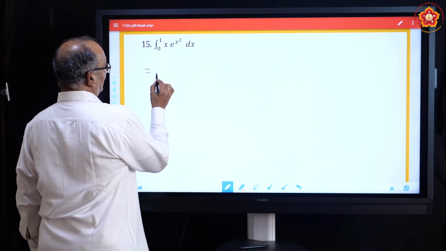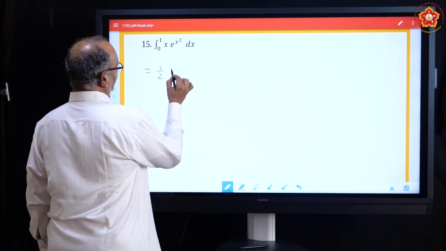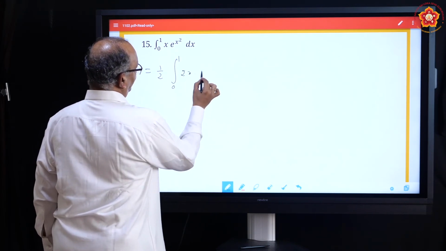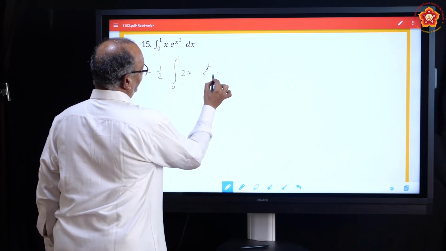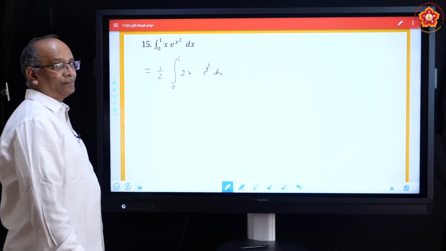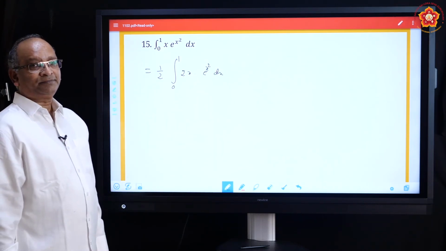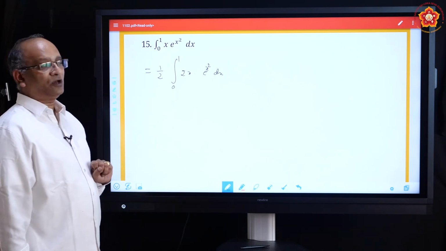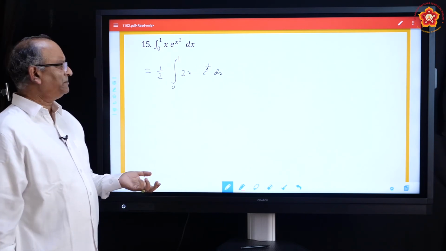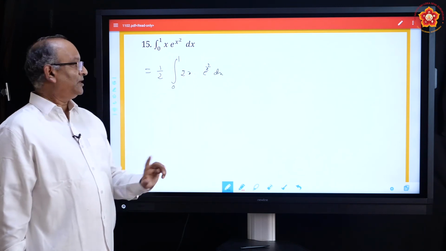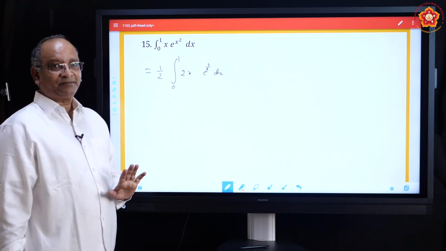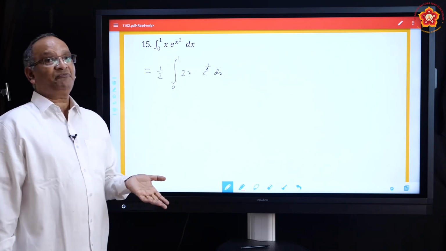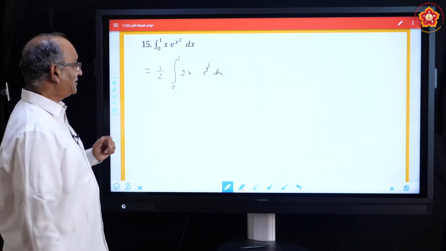This can be written as 1 by 2 outside, 0 to 1, 2x into e to the power x square dx. This is our function. This is how we have to solve. So how do you solve? Very simple. Take x square as t. 2x dx will become dt. So what is left? It is e to the power t. What is integral of e to the power t? Is e to the power t.